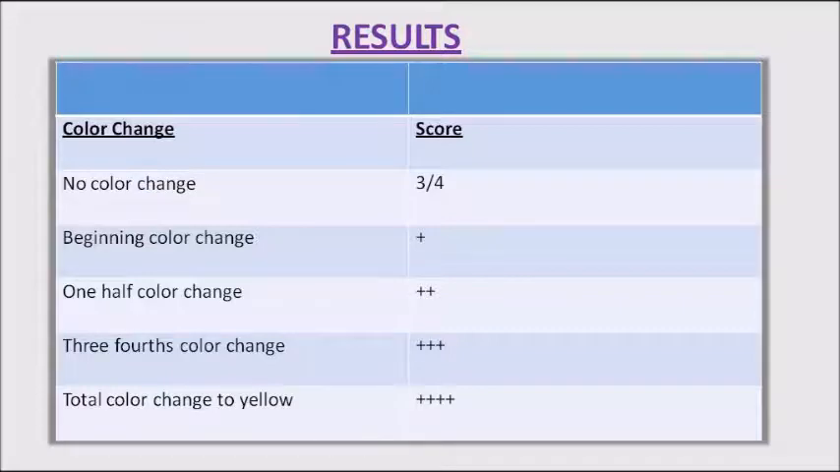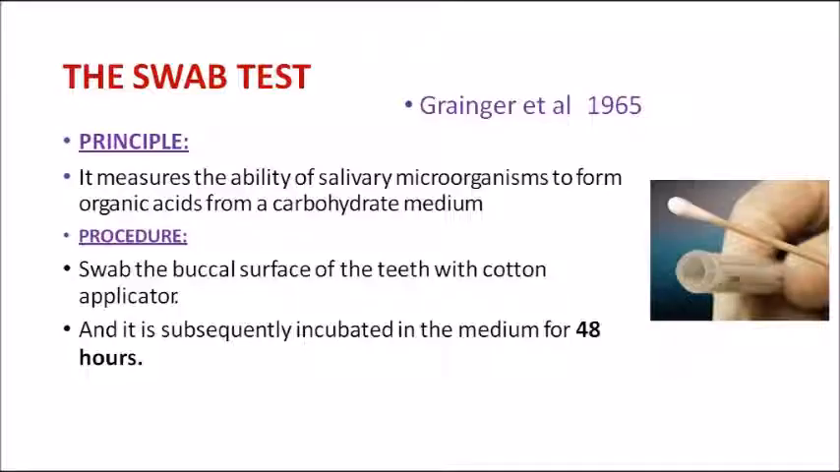And what is the result? Let's see. If there is no color change, we can give a score of 0. If it is just beginning, we can indicate it with one positive sign. If it is a 1/2 color change, 2 positive; 3/4 color change, then we can give 3 positive; and a total color change to yellow means highly caries active, that is 4 positive. So those are the results of Albin's test. It is a simplified substitute for Snyder. Next is the swab test.